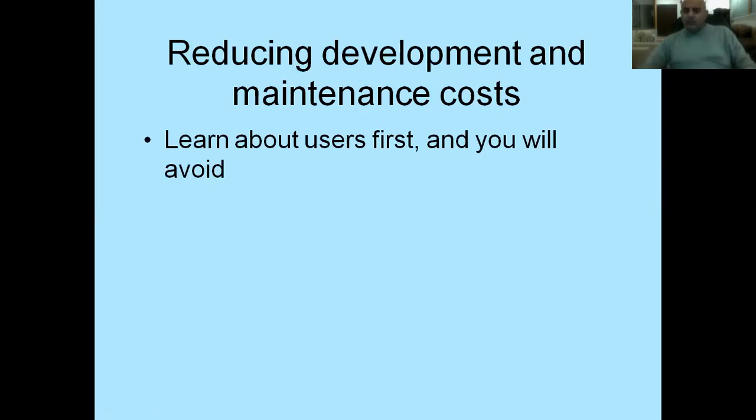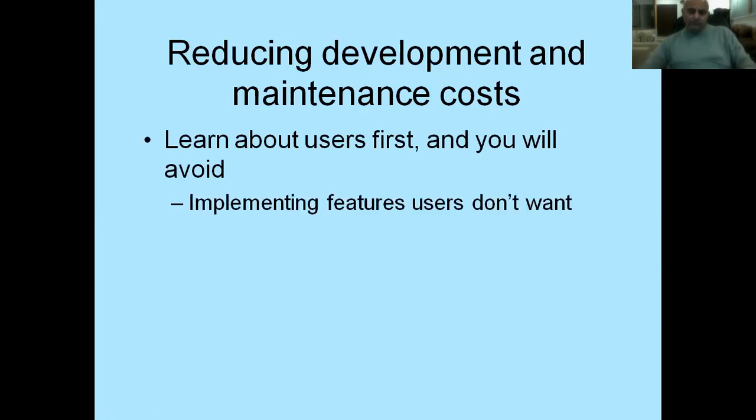If we would like to explain more about these things, learn about users first and you will avoid problems. If we know our users, the target audience of our product, then we will avoid many things. The main things which we will avoid are as follows.